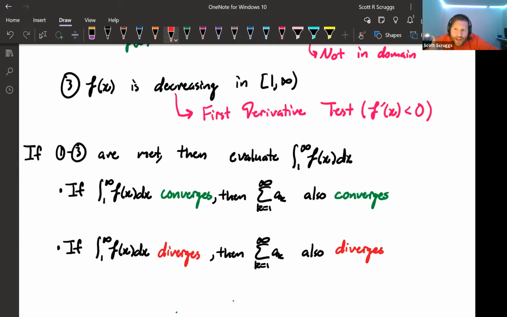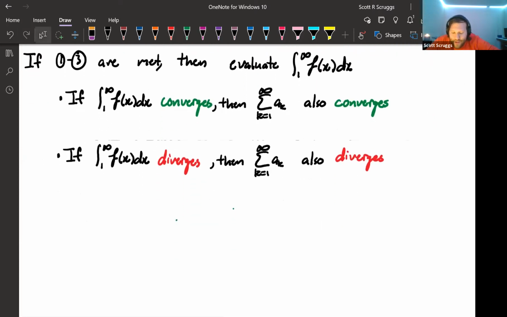Only after I check conditions 1 through 3, then I would take the improper integral. And what the integral test tells you is if the improper integral converges, then the series will also converge. Vice versa, if this integral diverges, then the series will also diverge. And that's what the integral test can tell me from that.